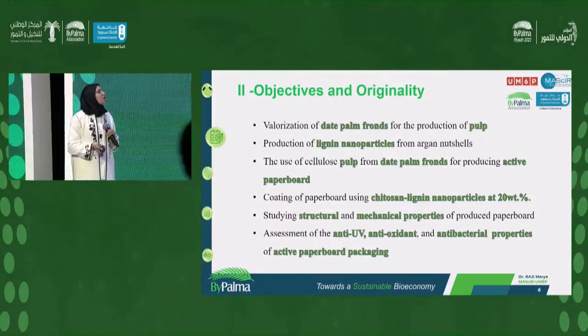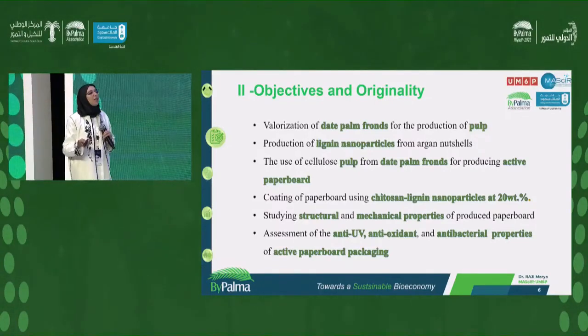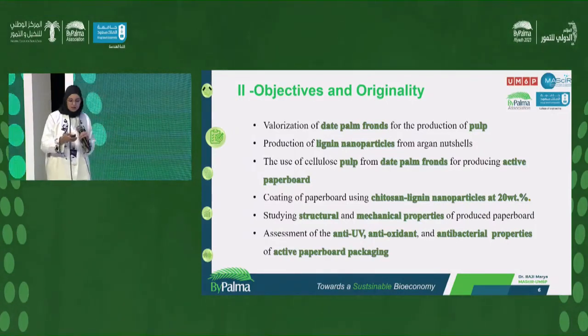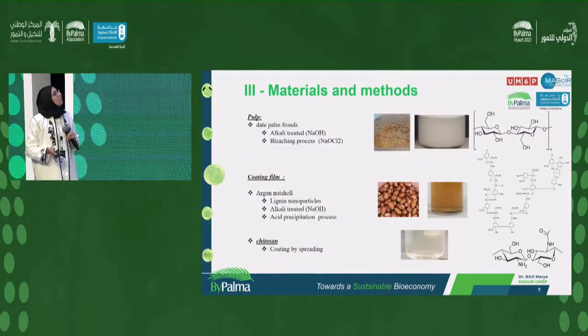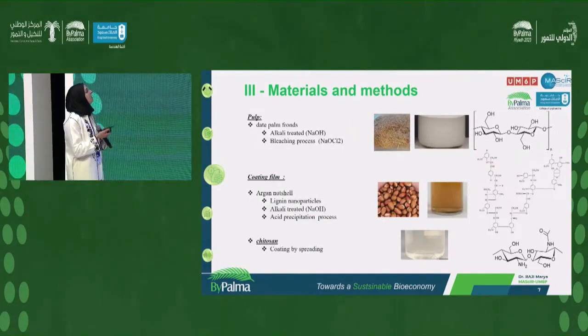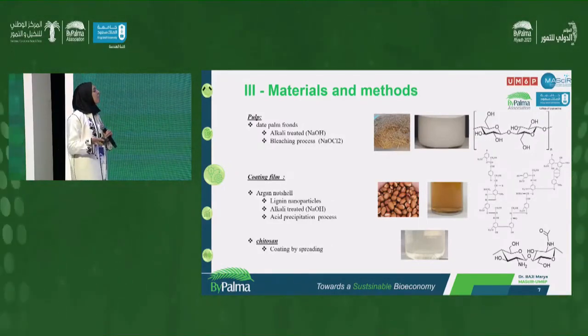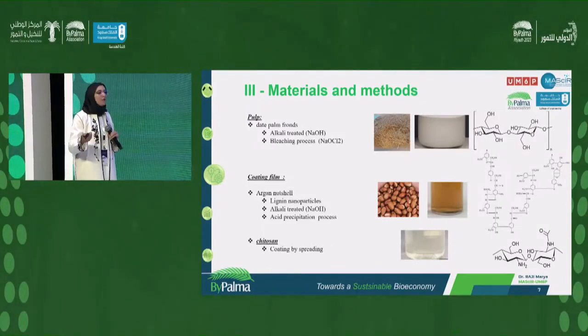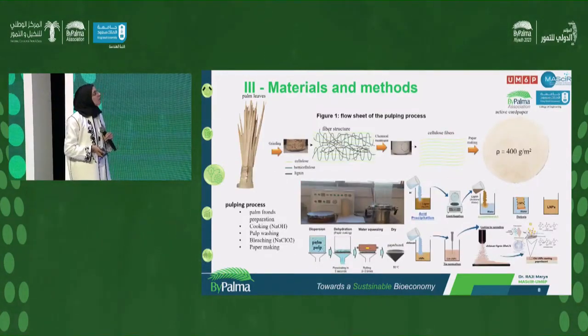The objective and the originality of my work is to valorize the date palm leaves to produce pulp, and then use lignin nanoparticles from argan nutshell as a biomass to produce active paperboard with enhanced mechanical, structural, antioxidant, UV shielding properties, etc. Here we have the materials that we have used: date palm leaves and argan nutshells for producing nanoparticles, and chitosan as just a matrix for coating.